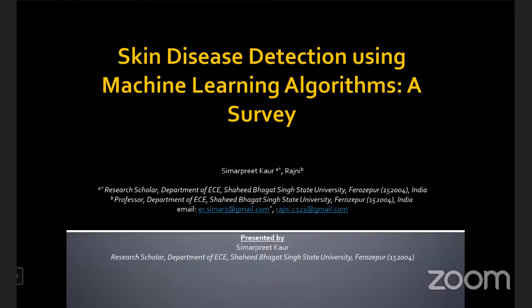Good afternoon, everyone. I'm Simarpreet Kaur, and I have started my PhD this year under the guidance of Dr. Rajni at Shaheed Bhagat Singh State University, Firozpur. And I'll talk about skin disease detection using machine learning algorithms.